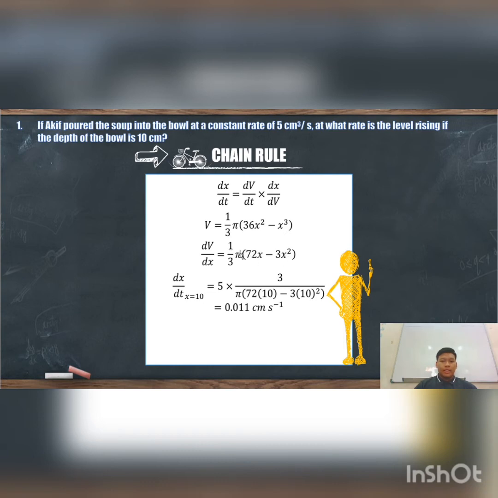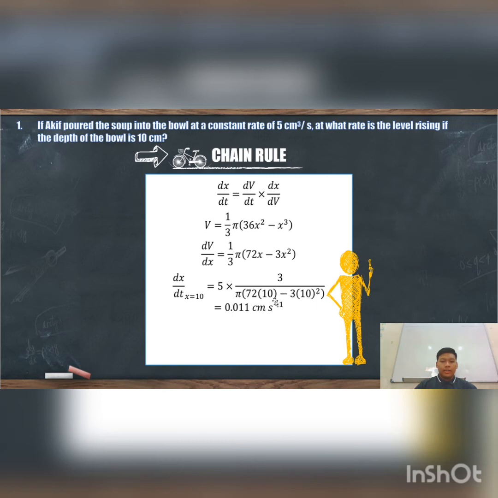After I differentiate, I want to substitute into the formula, but I cannot because this is the derivative dx/dV, but this is dV/dx. So I need to switch the equation first. That means dV will be down below and dx will be on top. Switch the position of the fraction. So the equation will change from π(72x − 3x²) over 3 to 3 over π(72x − 3x²).